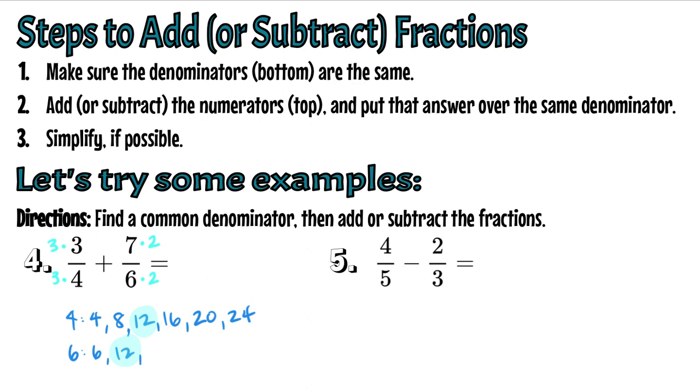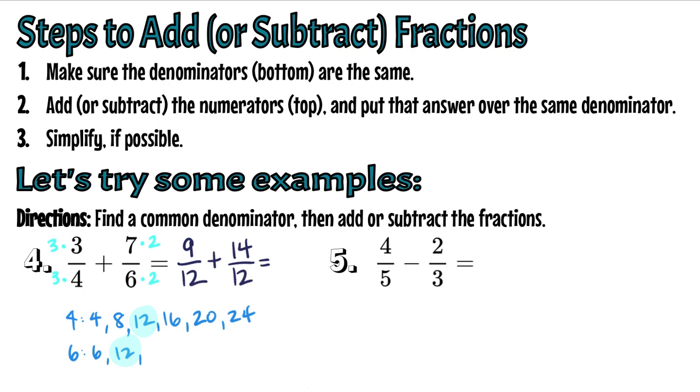So let's go ahead and rewrite these fractions with a denominator of 12. So 3 times 3 is 9, and 3 times 4 is 12. So that's our fraction 3/4 written with a denominator of 12. And then 7 times 2 is 14 in our second fraction, and 6 times 2 is 12. Now both of our fractions have a denominator of 12, and we can simply add the numerators.